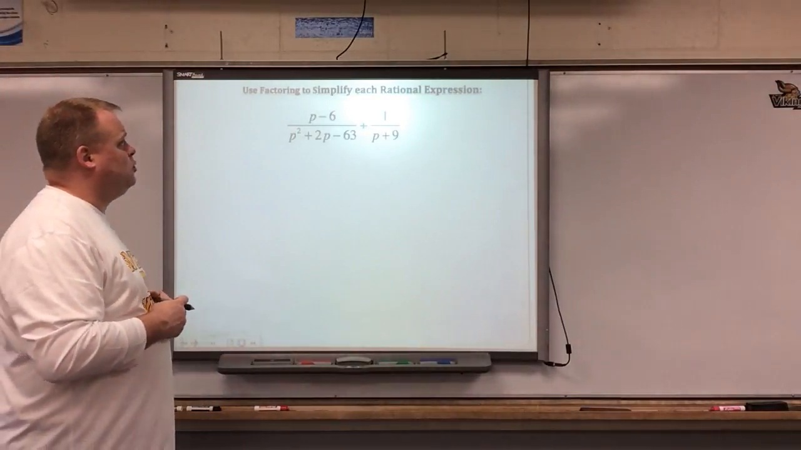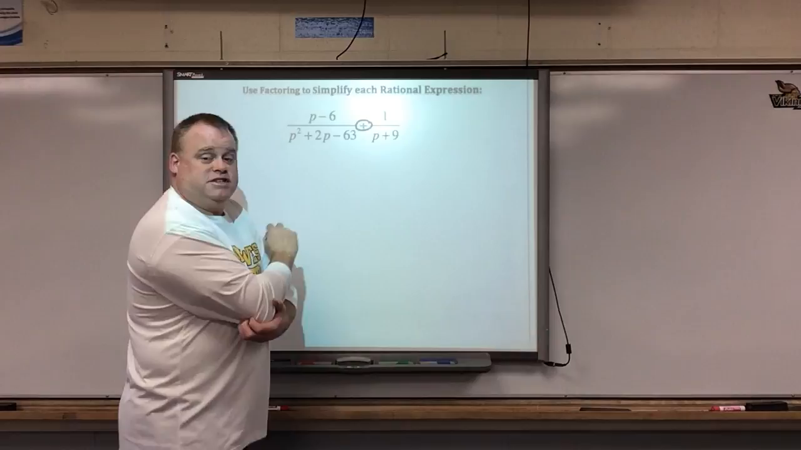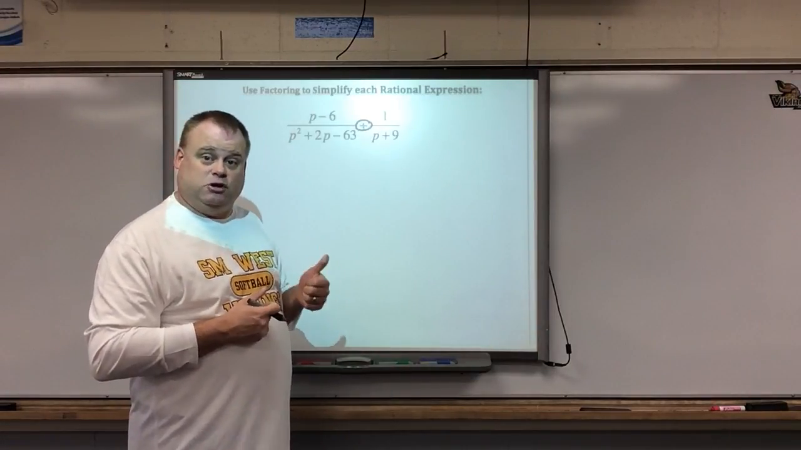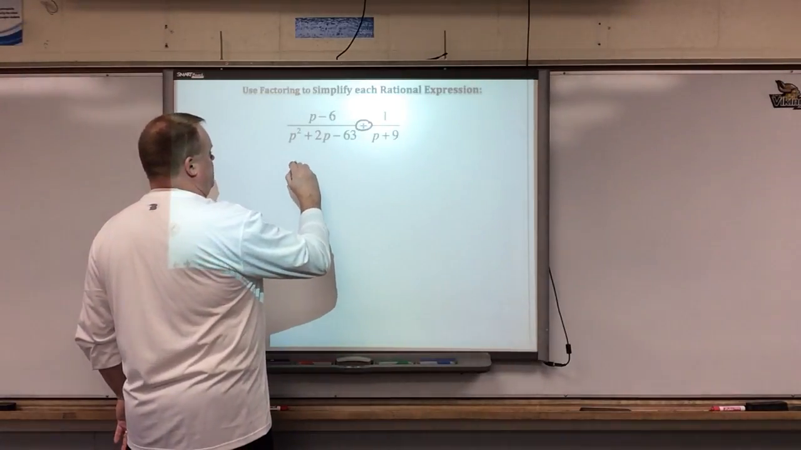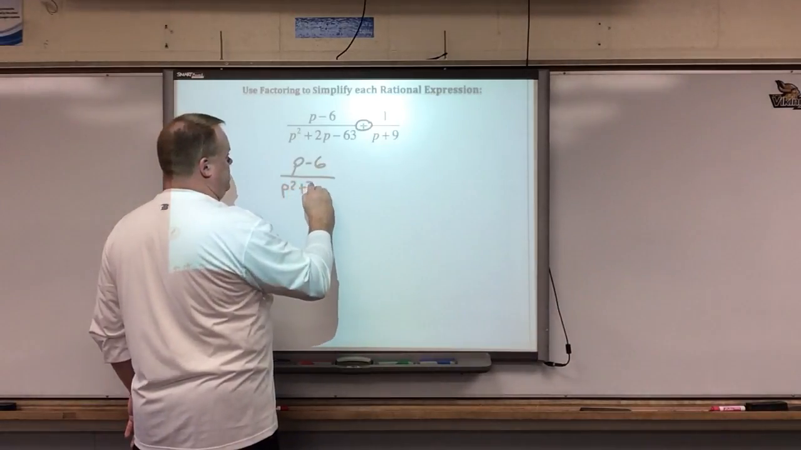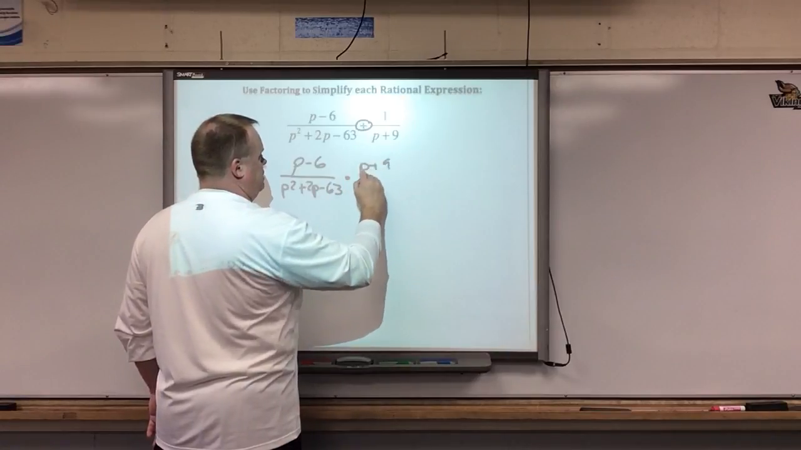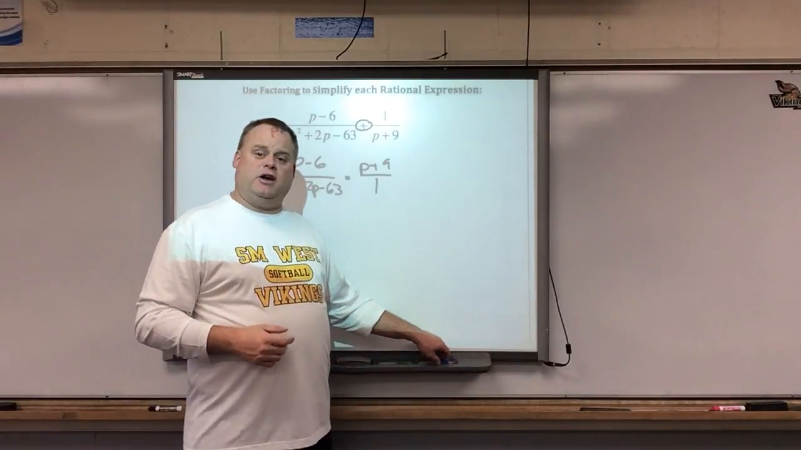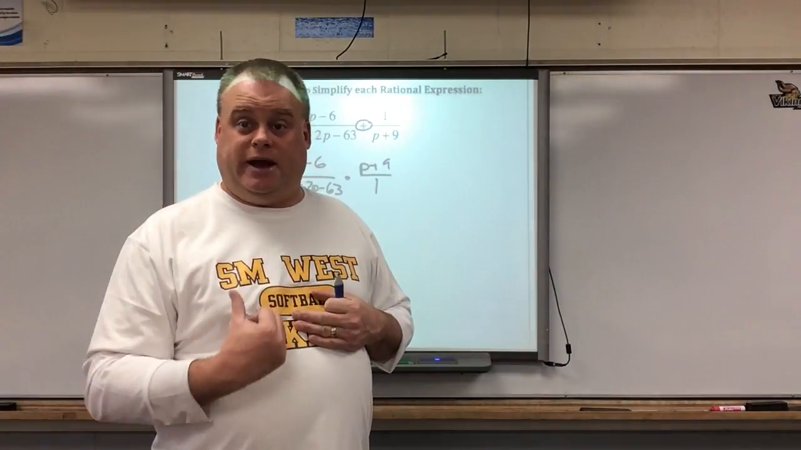All right, once again, I've got this. I have the division sign in the middle, so I know that I'm going to have to change that to multiplication and flip the rational expression. So I'm going to have p minus 6 all over p squared plus 2p minus 63 times p plus 9 all over 1. Now if you're asking, well, why are you doing that first? Well, I'm doing that first so I don't forget to do it later.